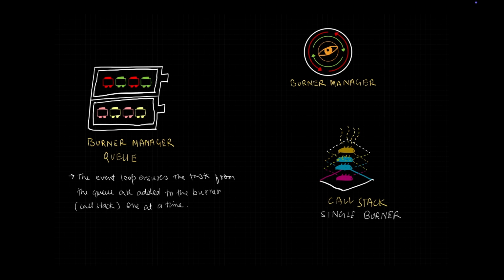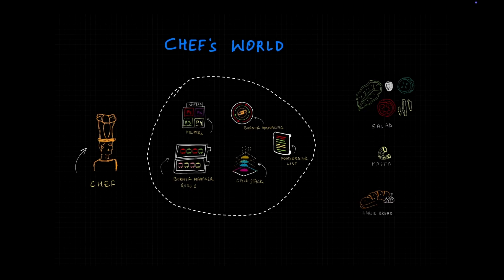So now the burner manager again checks, is it empty? If the call stack is not empty, it keeps waiting, but when the call stack is empty, it takes a task from the queue and puts it on the call stack. Then again it takes a task from here and puts it on the call stack. So suppose we have the completed veggies, they will be put on the call stack here. Similarly, if we have toasted garlic bread, it will again be put on the call stack using the burner manager, which is our event loop. So this is the chef world here.